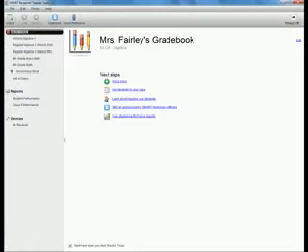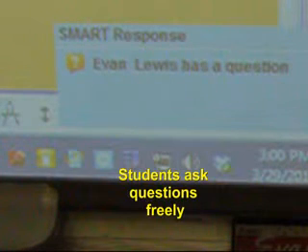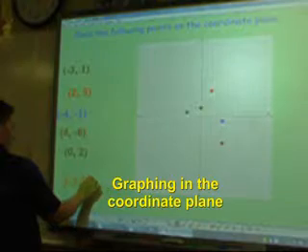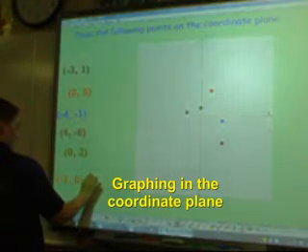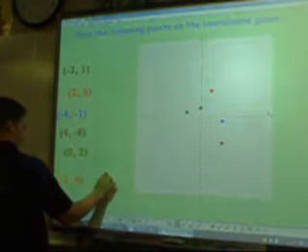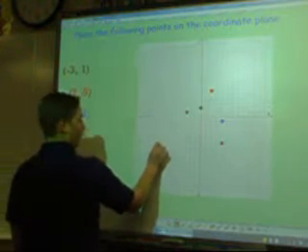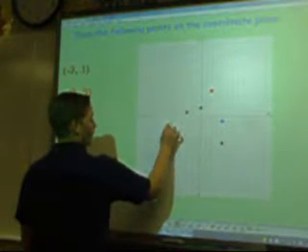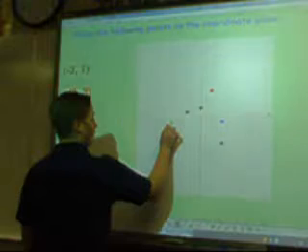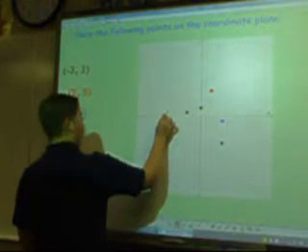If a student has a question, he's free to press the question mark key on his Smart Response unit to ask me a question at any time. As students work on the smartboard, giving constructive feedback does not have to be an embarrassing situation. Errors can be corrected in an educational yet interactive way.